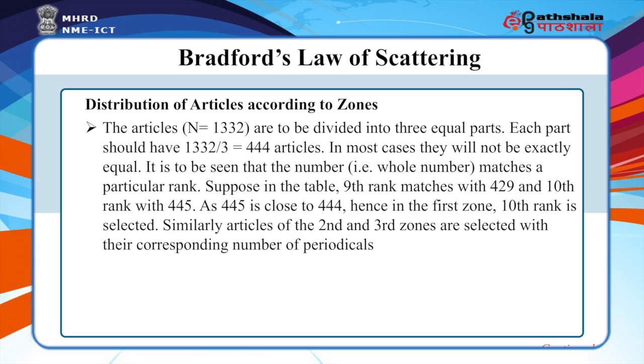In most cases, they will not be exactly equal. It is to be seen that the number, that is the whole number, matches a particular rank. Suppose in a table, the 9th rank matches with 429 and 10th rank with 445. As 445 is close to 444, hence in the first zone, the 10th rank is selected. Similarly, articles of the second and third ranks are selected with their corresponding number of periodicals.